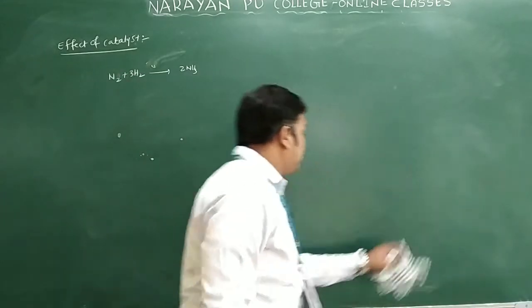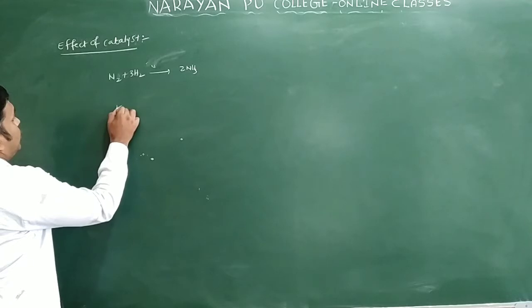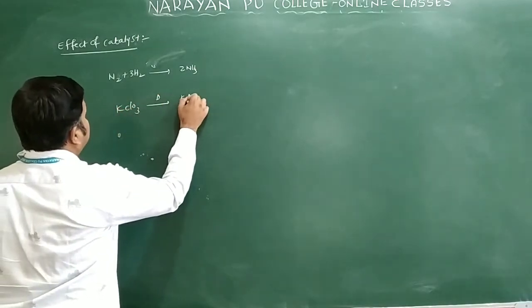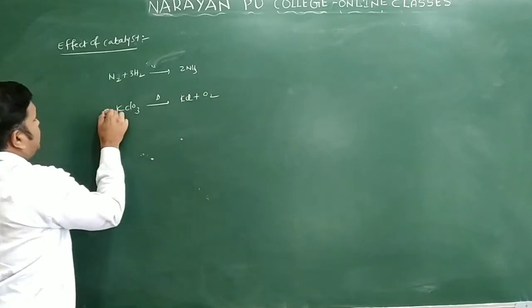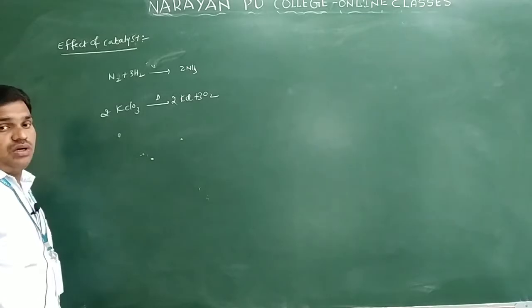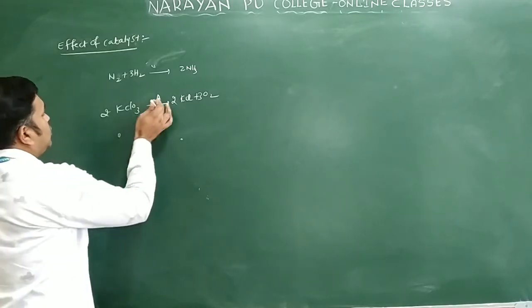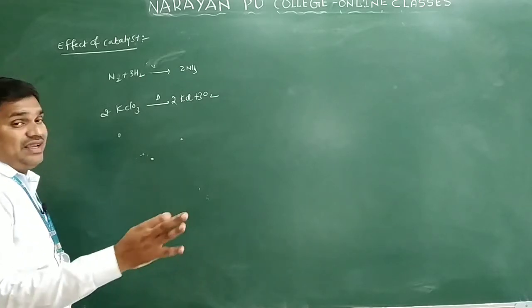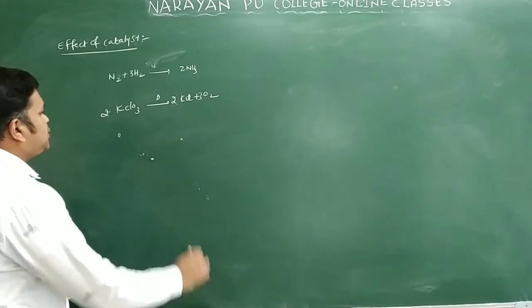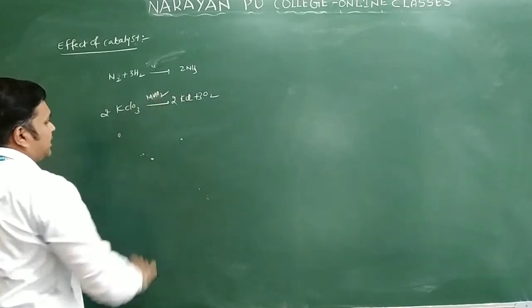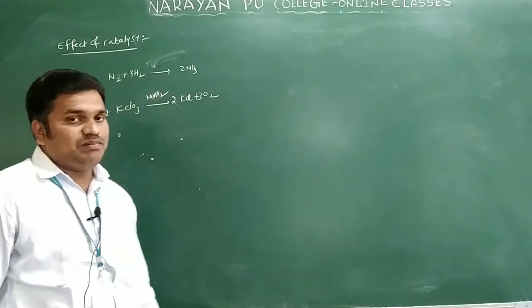Okay, let us see one more example. We have potassium chlorate. Suppose you are heating it, then you will get KCl plus O2. If you balance this, 2 KClO3 gives rise to 2 KCl plus 3 O2. If you want to do this decomposition of potassium chlorate by heating alone, it will take a very long time. Along with heating, if you use MnO2 as a catalyst, the reaction is completed easily.